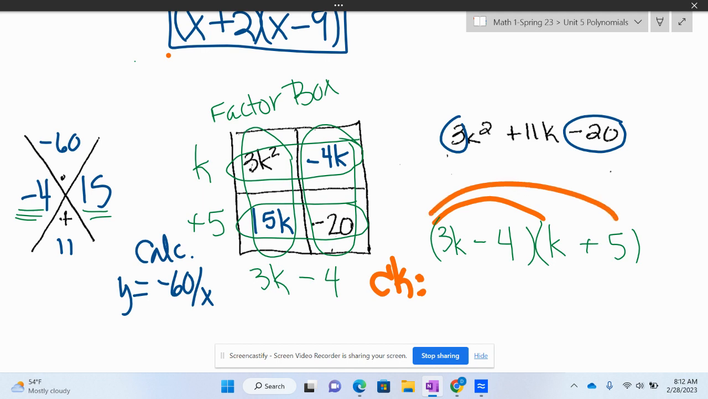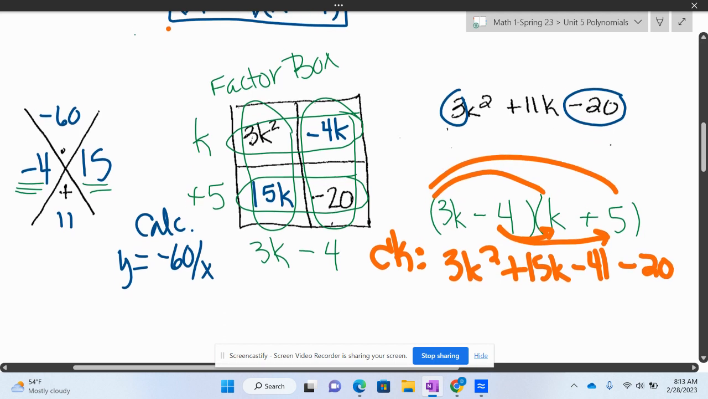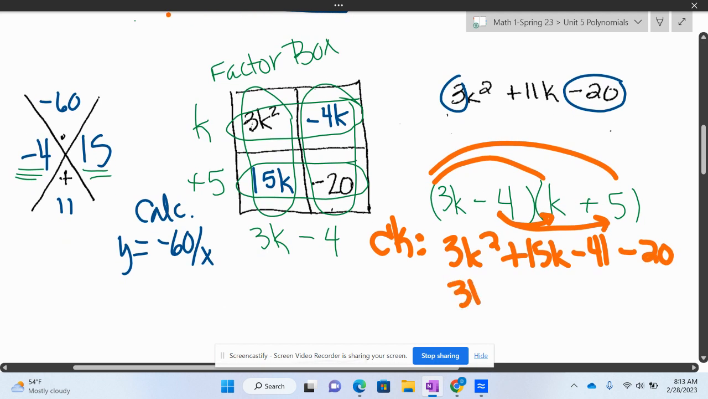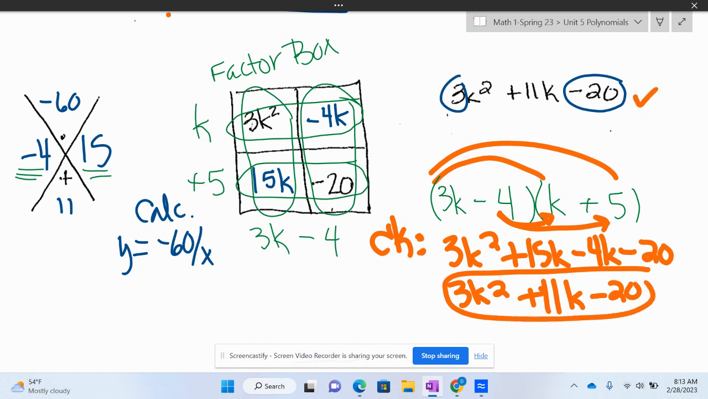FOIL, right? So 3K times K is 3K squared. 3K times a positive 5 is plus 15K. Negative 4 times K is negative 4K. And negative 4 times 5 is negative 20. So when I combine my like terms, I have 3K squared plus 11K minus 20. And that should be what we started with. And it is. Do you guys see that?